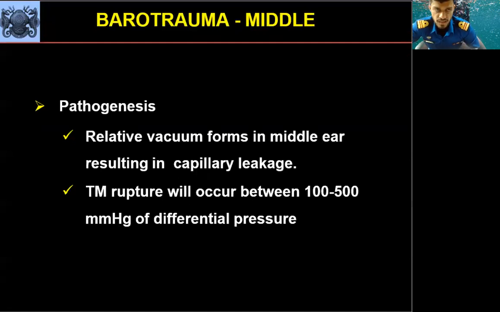What is the pathogenesis? A relative vacuum forms in the middle ear. Due to ET tube block, a vacuum is created inside the middle ear, which results in capillary leakage. If the pressure difference is more than 100, around 500, the tympanic membrane will rupture.